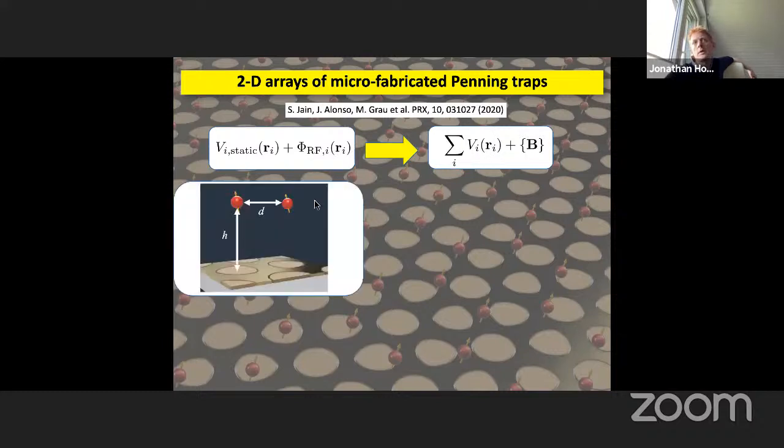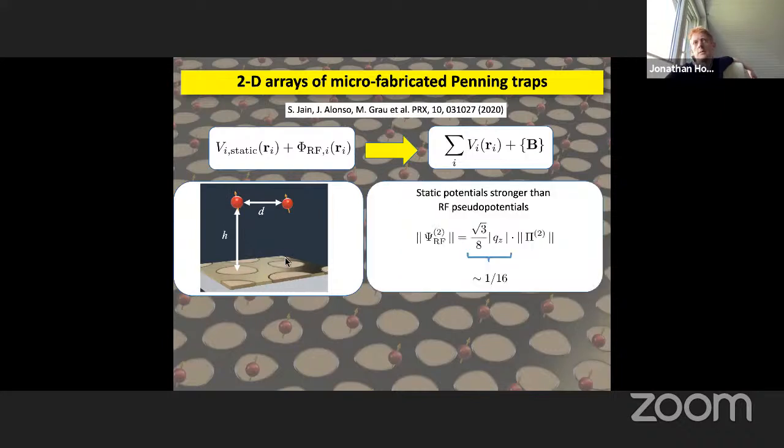So as I said before, the challenge with any of these microtrap approaches is to get the ions close enough together. And that kind of forces you to bring them down towards the surfaces. And this is where noise comes from in ion traps: heating due to electric field noise on the surfaces. But one of the advantages of the Penning trap is the fact that everything about your confinement is specified from your static potential and not from a radio frequency potential.